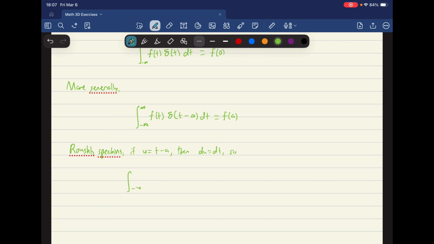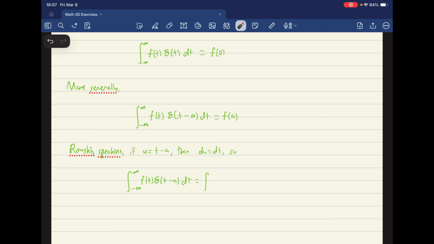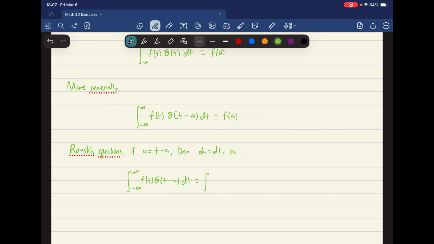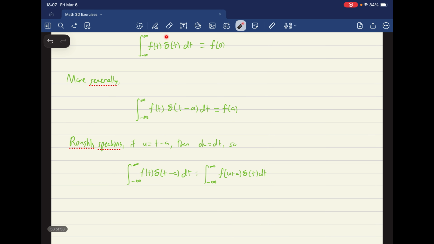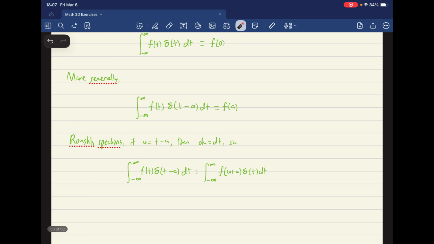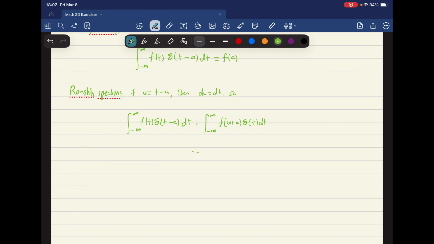So this integral above becomes this. The limits, as t goes to minus infinity, u goes to minus infinity. As t goes to infinity, u goes to infinity. So the limits remain the same. And then our t becomes u plus a, and then we have delta of t dt. And so this case reduces to the one we had above, where we just need to plug in 0 to this function right here. So this would give us f of 0 plus a, which equals f of a, just as we expect.